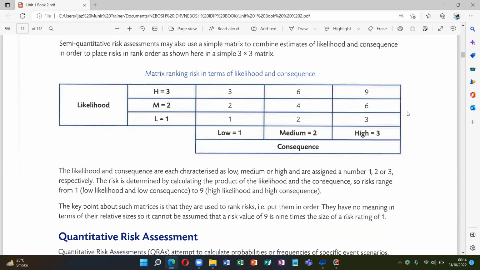Semi-quantitative risk assessments may also use a simple matrix to combine estimates of likelihood and consequence in order to place risk in a rank order, as shown here in a simple 3 by 3 matrix. Likelihood: high, medium, low, 1, 2, 3. 1, 2, 3, 2, 4, 6, 3, 6, 9. Consequence: low, medium, and high.